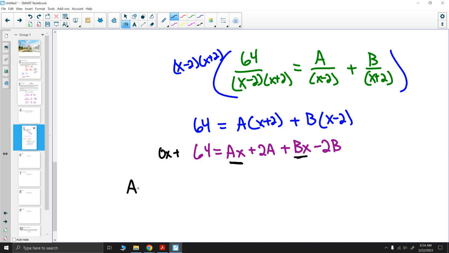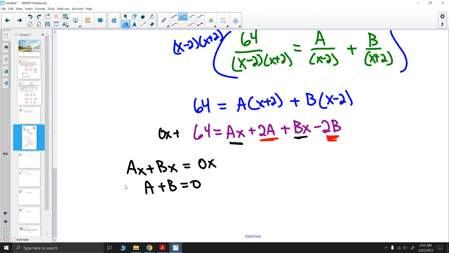So if we think about this, ax plus bx must be 0x. That is to say, a plus b is 0, right? Because if we lose the x's, it doesn't change this at all. A plus b equals 0. Now, the same concept applies with our constant here. 2a minus 2b is 64. So 2a minus 2b equals 64.